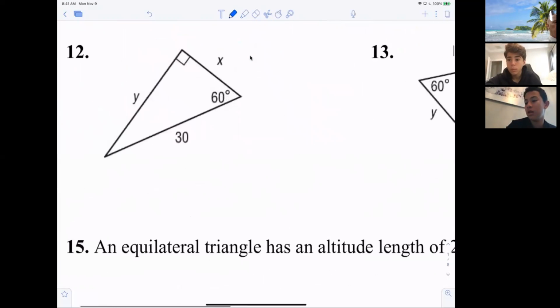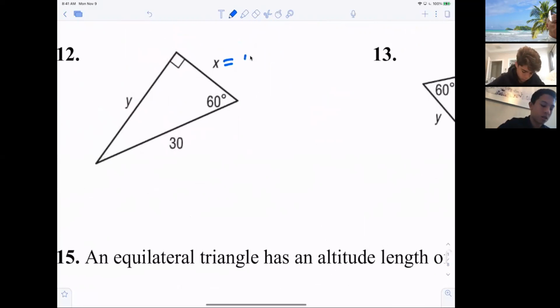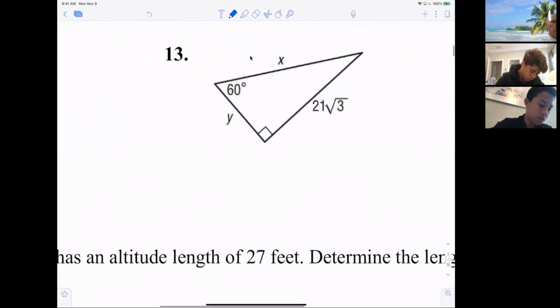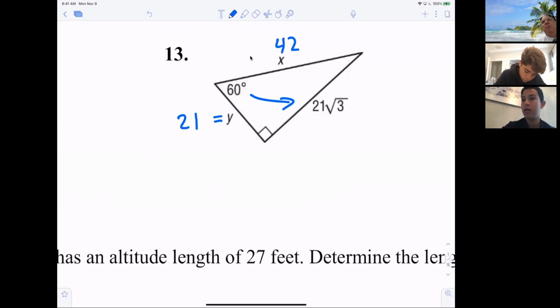Let's knock out 12. So x is what? Y is what? Look how simple, I'm telling you. 13, here we go. Now, again, you have to be careful. This is opposite the 60. So the 30 is what? 21. 21, beautiful. And what's the hypotenuse? 42. It just takes practice and patience. That's all it does. And verify. Find one that's right and use that as your guide if you get confused.